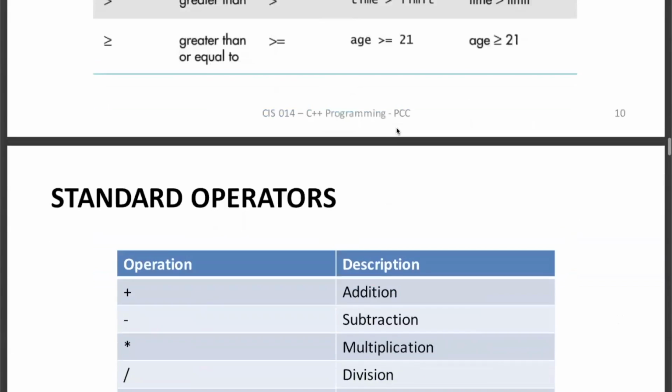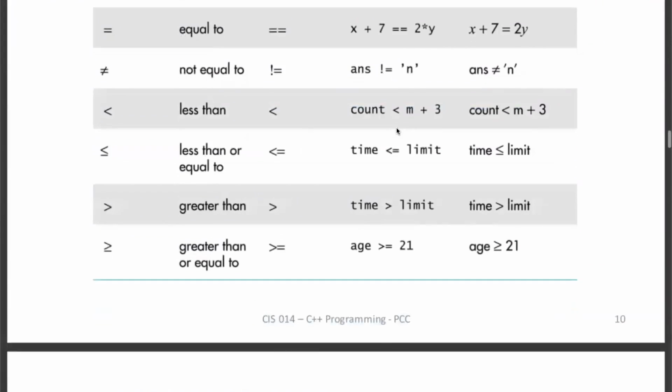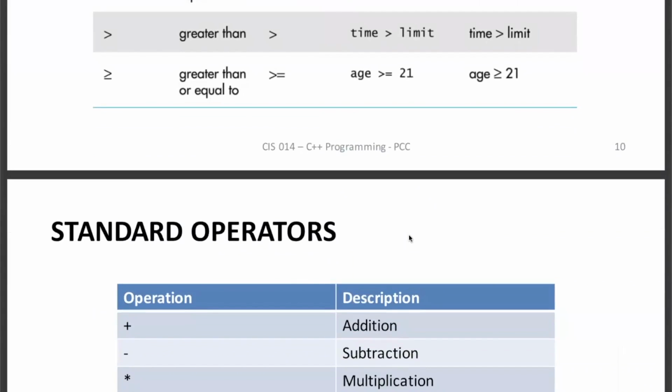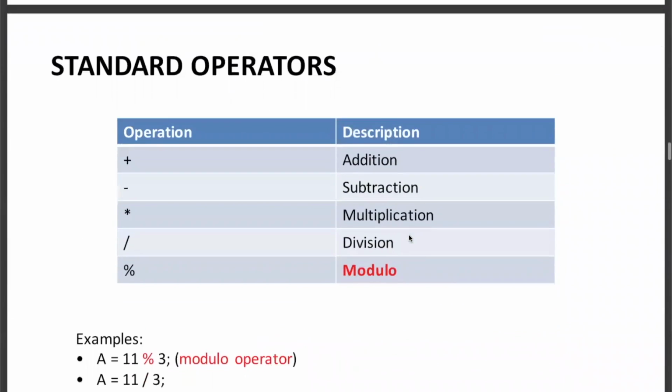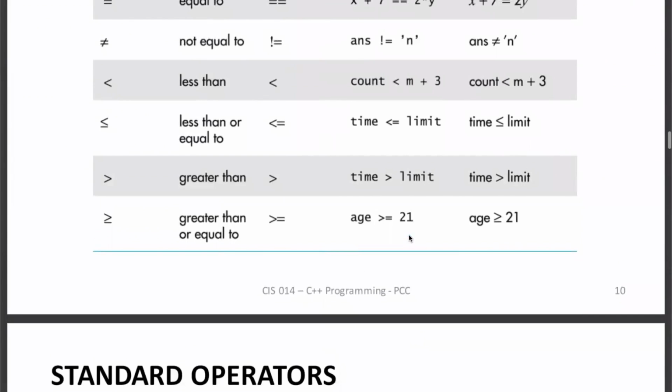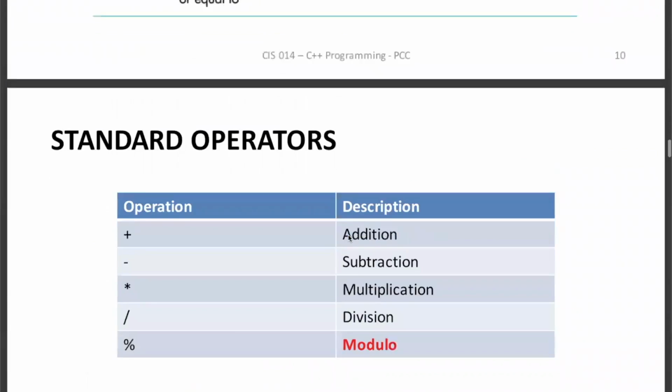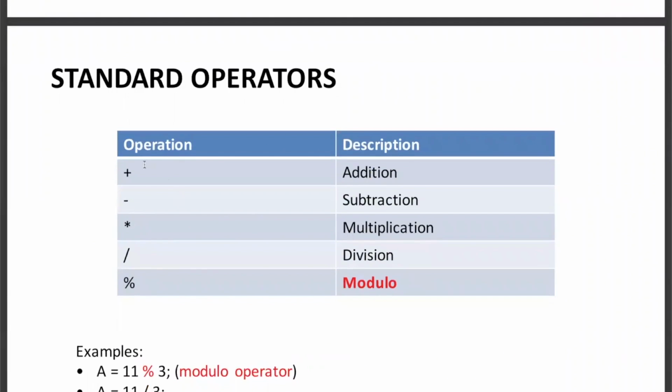So let me give you a number of examples. Actually, I think I have a couple of examples in the later chapters. I'll go through them. So yeah, this is pretty straightforward. The standard operators: plus, minus, multiplication, division. There is this thing called modulus. This is the percent sign.